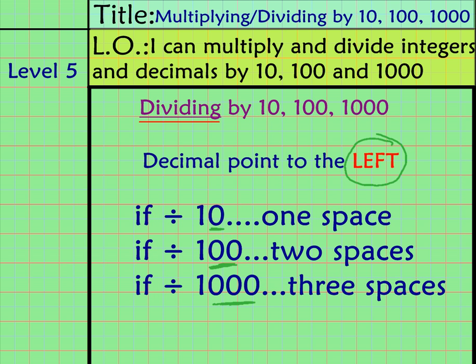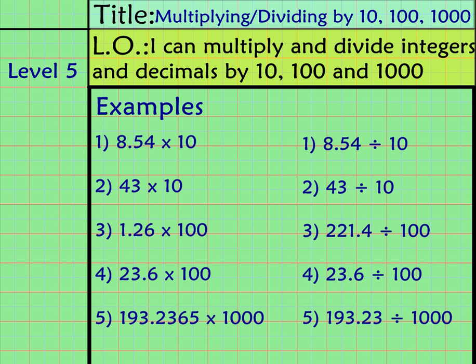And we're just going to run through a few quick examples here to make sure everyone knows what's going on here. So if I'm multiplying by 10, what do I do to the decimal point? I move it one space to the right. So I'm going to get 85.4. So one space to the right, I hope I said that. Then 43 times by 10. Here's my decimal point. I'm going to move it one space to the right. I'm going to get 430.